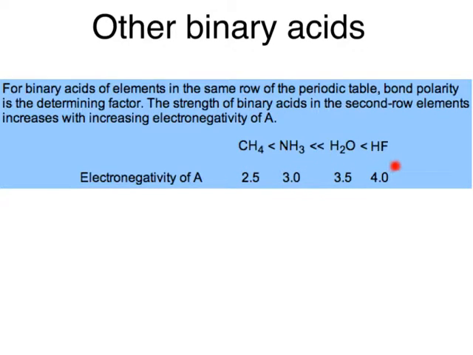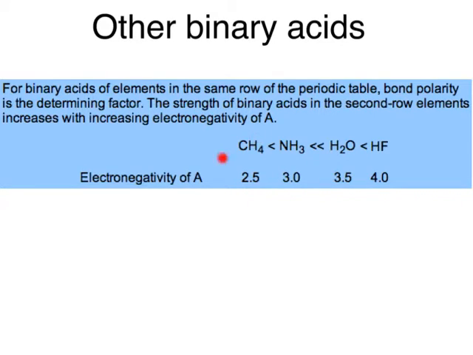You get an increase. Before I said the stronger the bond, the harder it is for the water to separate them. But in these cases, you have very non-polar molecules moving into more polar molecules. So the acidity actually increases with electronegativity across the periodic table. So from left to right, acidity increases with electronegativity.